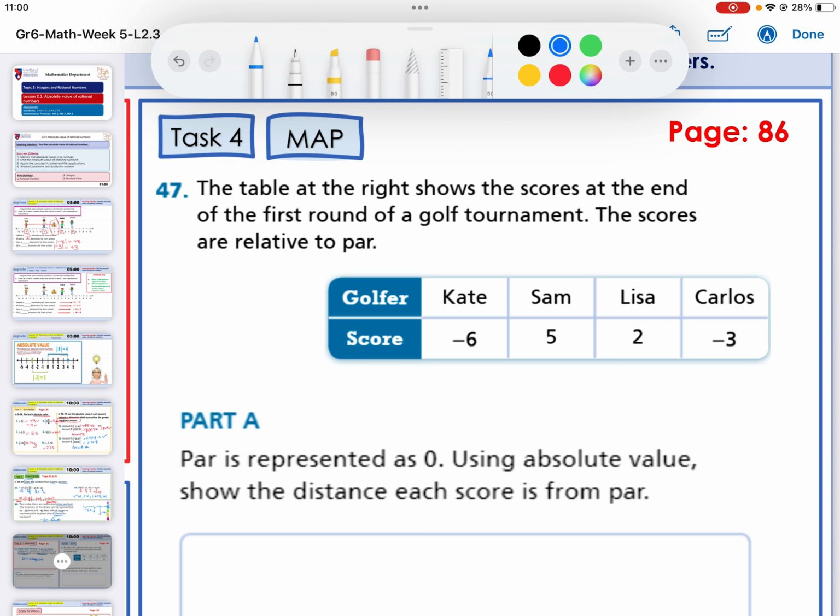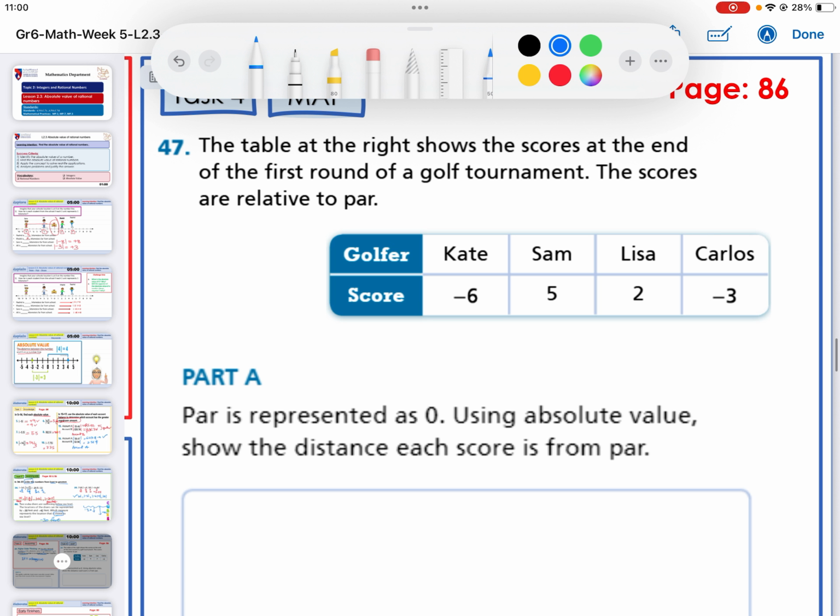Okay, so here we have another real life application. It's saying that the table shows the scores at the end of the first round of the golf. We got a golf tournament, guys. I'm sure you all know what golf is. The scores are relative to par. Okay, so par is like an average in golf.